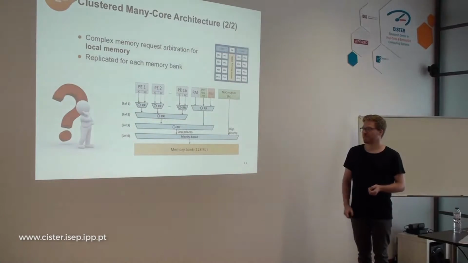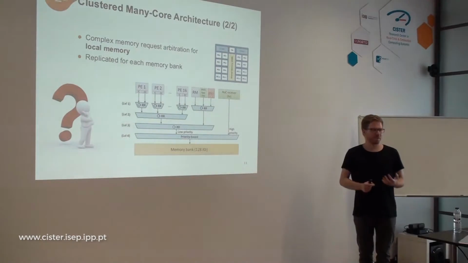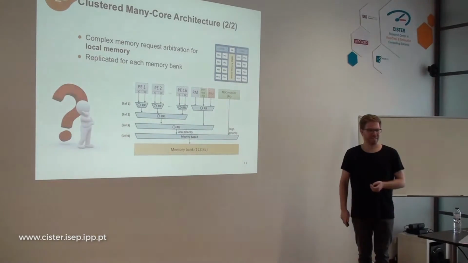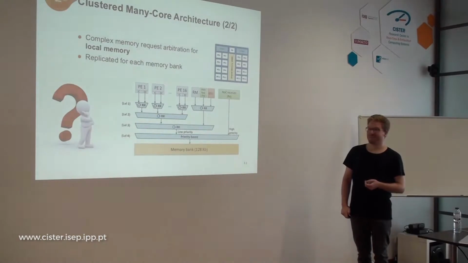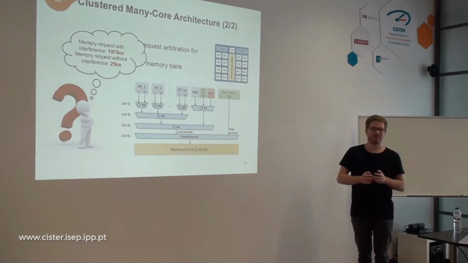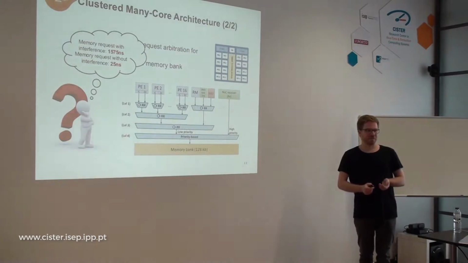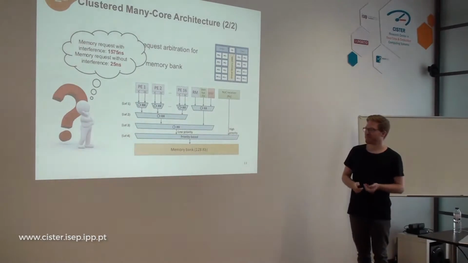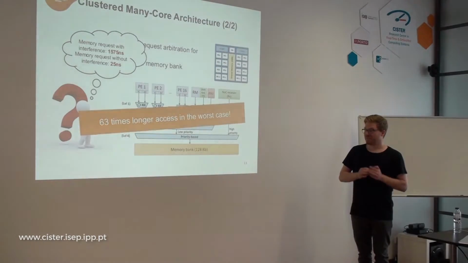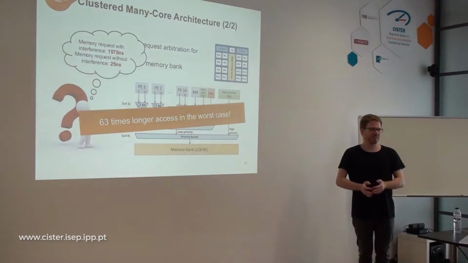So now the question comes: what's the worst case which can happen here? How much interference do I get in the worst case if all the others execute at the same time as I do? It turns out that in the worst case, it takes 1,575 nanoseconds. On the other hand, in the best case, it takes just 25 nanoseconds if no one else is executing. So it's a large difference: a factor of 63 times longer in the worst case than in the best case.